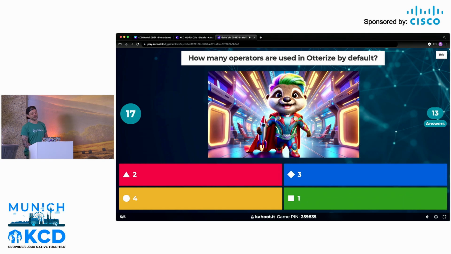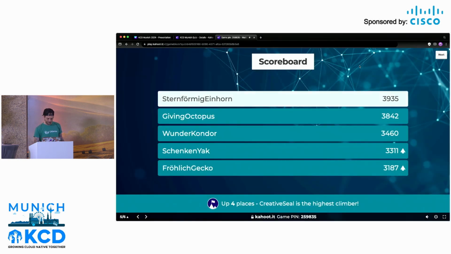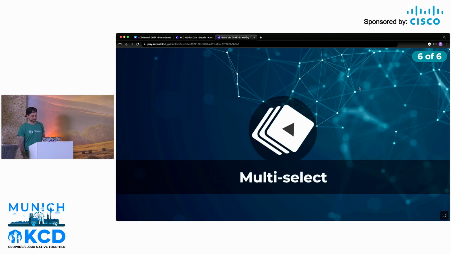How many operators are used in Otterize by default? This one should be easy. I mentioned it several times. Don't count the daemon set, right? Just the operators. Okay, good. Closer. That's the last one.